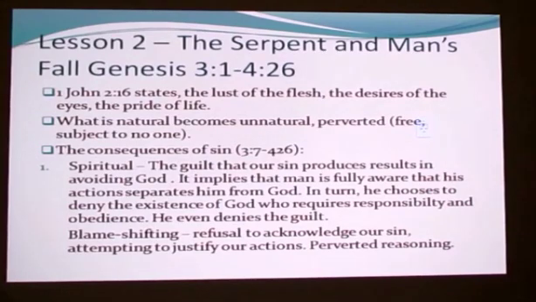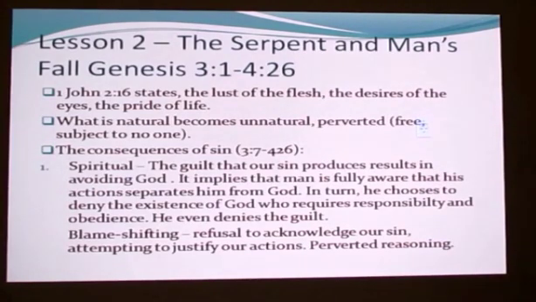In turn, he chooses to deny the existence of God, who requires responsibility and obedience. He even denies the guilt that comes with it. And that is what Jesus died for. Not only your sin, he died for the guilt also, and the shame that comes with it.